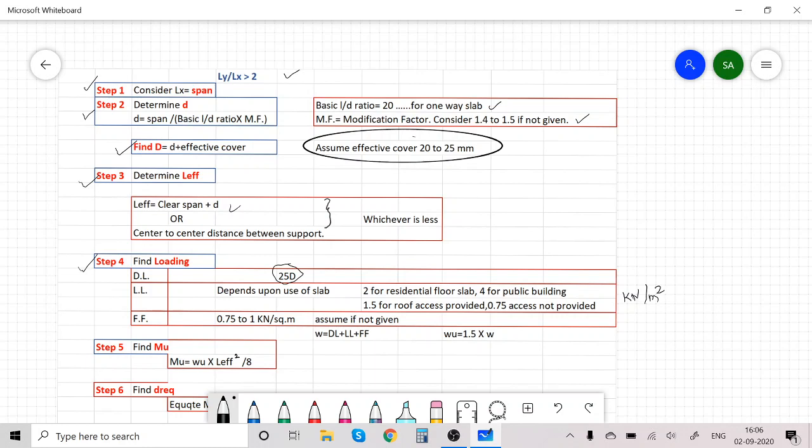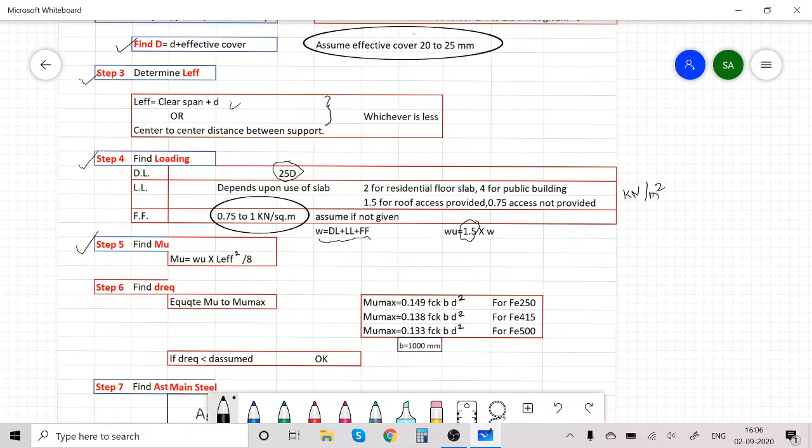Then the floor finish load, if it is not given in the numerical, you can assume it as 0.75 to 1 kilonewton per meter square. Then add all these dead load, live load and floor finish load to get the total UDL W and then multiply it by the partial safety factor for the load, 1.5. So factored UDL is equal to 1.5 into W working load. Then in step number 5, find the ultimate moment or factored moment. It is equal to Wu L effective square by 8.